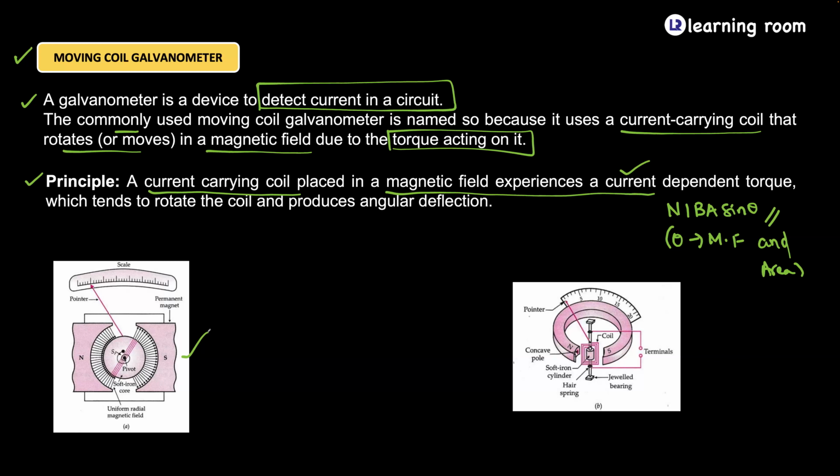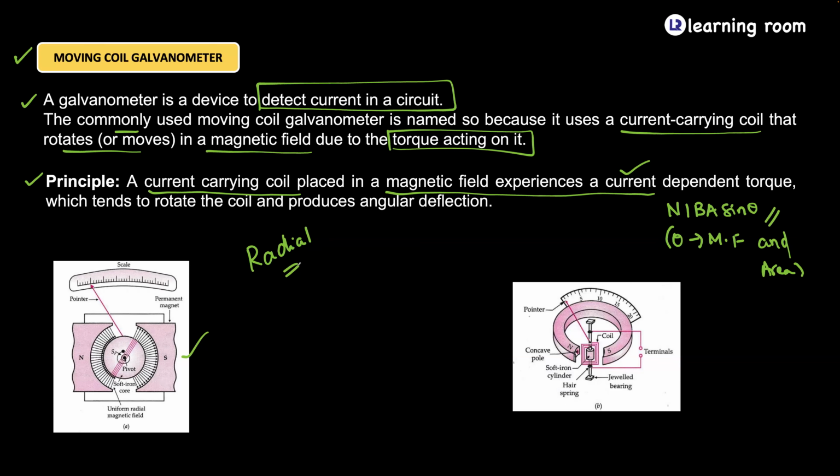Why do you need permanent magnets? To produce a magnetic field. So there are two permanent magnets, but they are not in the form of a rectangle or anything. They are cut in the form of a concave shape. The reason for that curved structure is that you will be able to produce a magnetic field which is called a radial magnetic field.